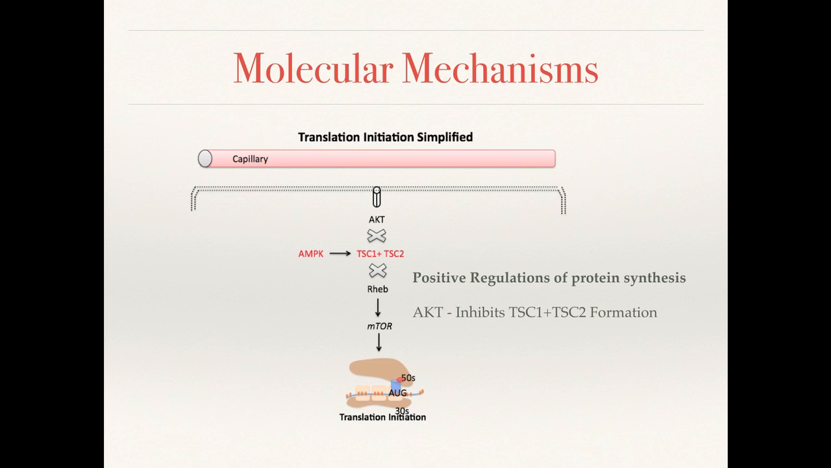AMPK, which is known as the cell's fuel gauge, basically triggers the binding of TSC1 and 2, which can inhibit Rheb. So we have this interaction between growth factors via the PI3K AKT signaling pathway as well as AMPK. But the key is, again, you want Rheb to bind to mTOR, and lots of things are working on that.